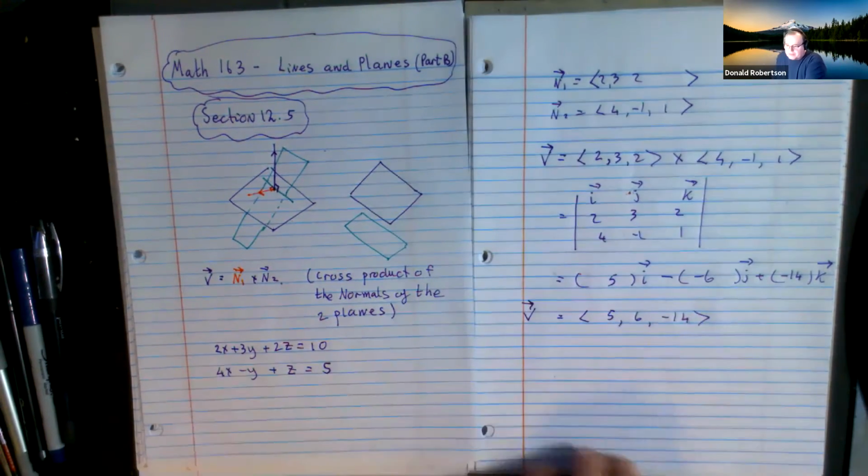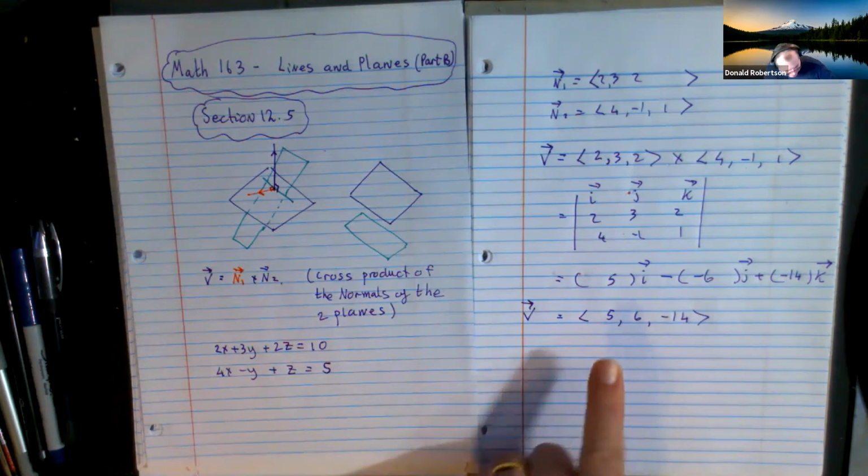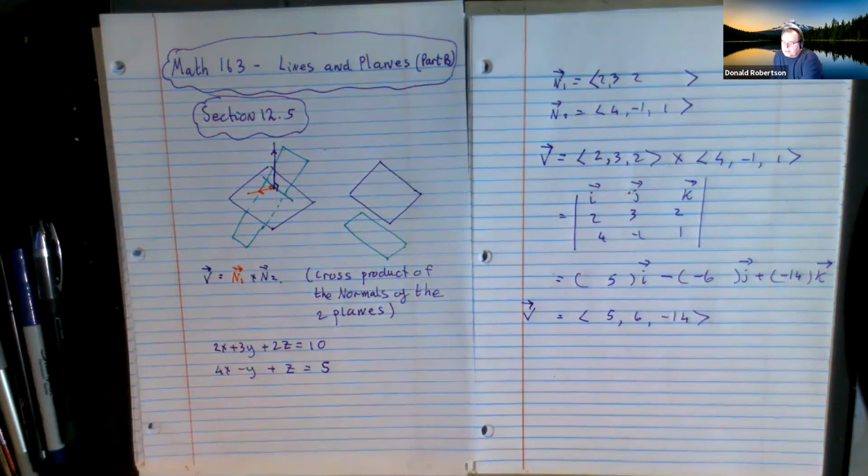So if two planes intersect on a line, the direction vector of that line can be found by taking the cross product of the normals to the plane, right? The normal vectors to each plane.